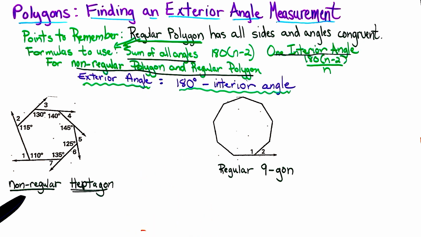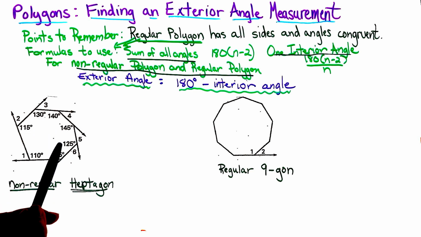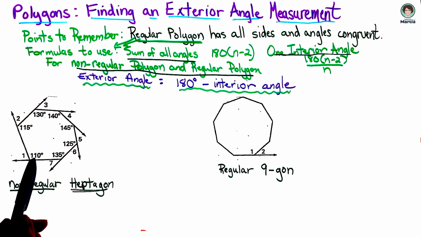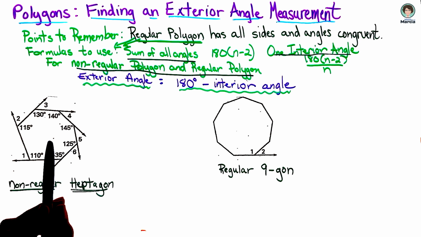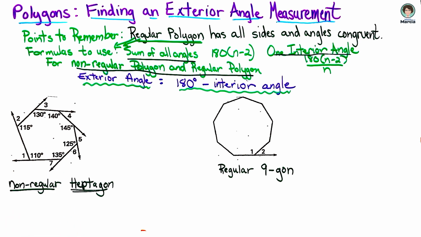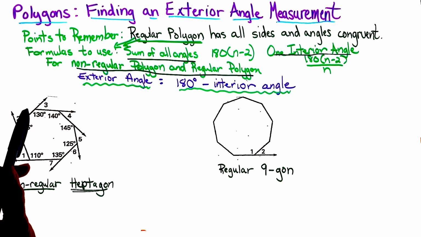So let's go ahead and look at this first non-regular polygon. It's a heptagon. It has seven angles, and 7 angles means 7 sides. And when we're looking at this, notice they have given us the interior angle measurements for each angle. If it's a non-regular polygon and they don't give you the interior angle measurements for each angle, you would not be able to find all of the exterior angles, but they may just give you, like in this picture, angle number 2, and then you would be able to find the exterior angle.